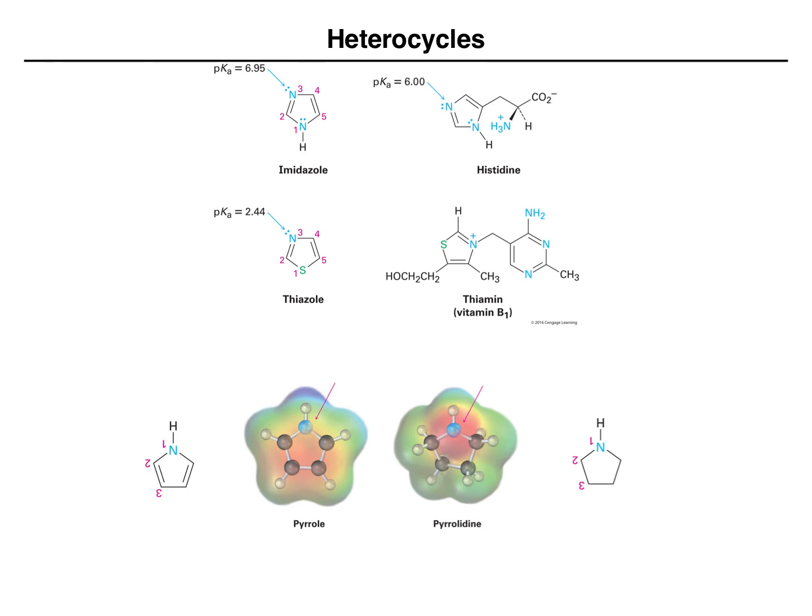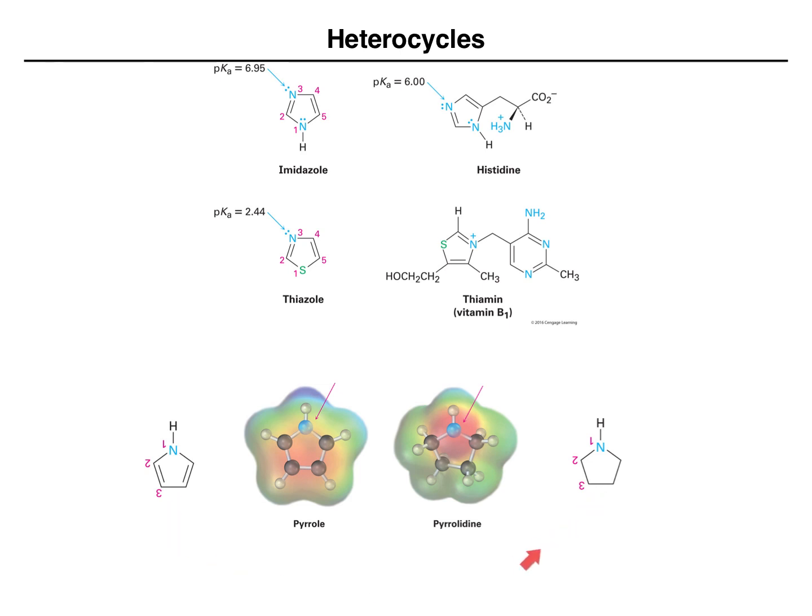If we look at thiazole, this is similar to imidazole, but this nitrogen is replaced by a sulfur, and that has a significant impact on its properties. So the nitrogen in thiazole, its conjugate acid has a pKa of 2.44. So that means its conjugate acid is much stronger, which means this is going to be a weaker base than imidazole itself. Thiazole is a component of thiamine, which is also known as vitamin B1.